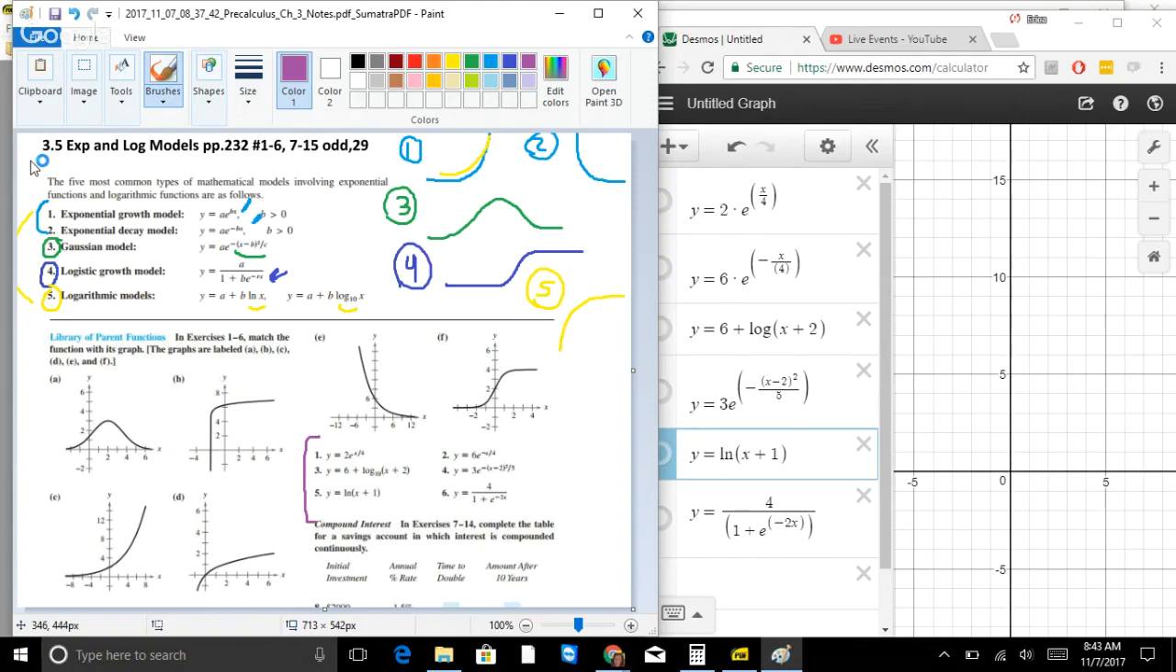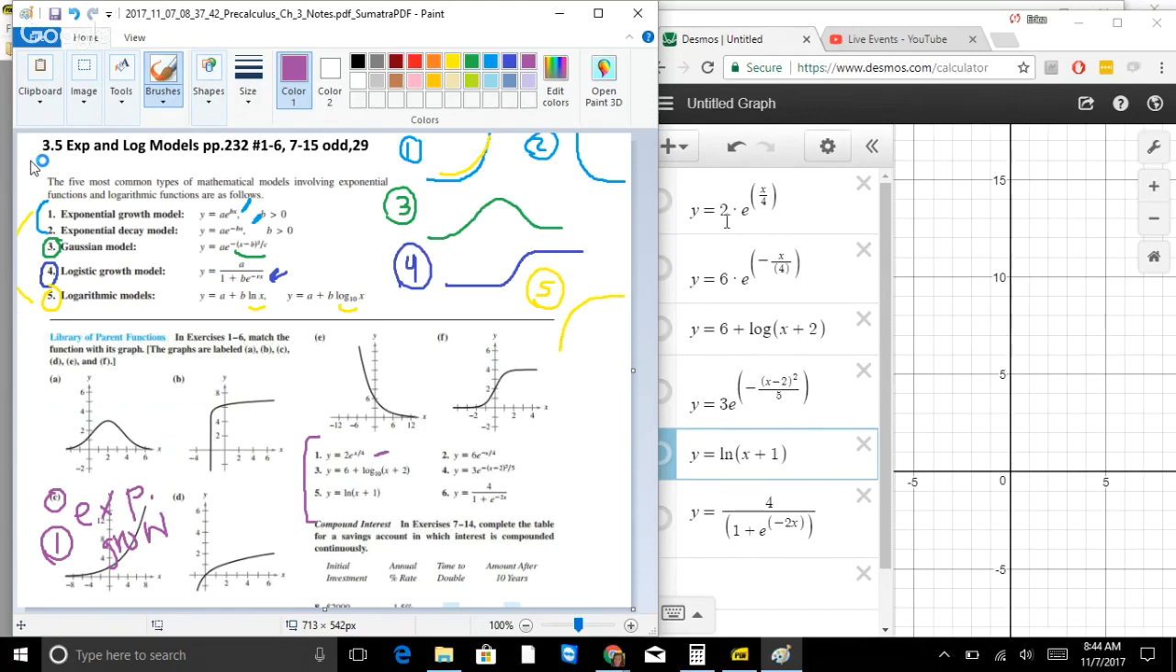So we have y equals 2 times e to the x divided by 4th power. All right, so to me, this looks like our standard exponential growth, right? We have an x in the exponent position. It's not negative. So when I look at A through F, I immediately see C, and I say this matches number 1 because this is our standard exponential growth.